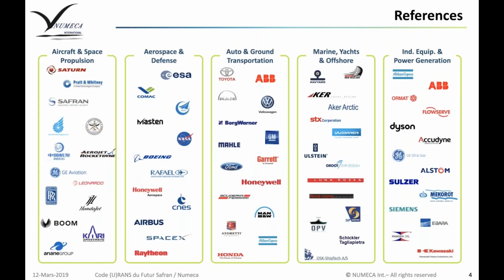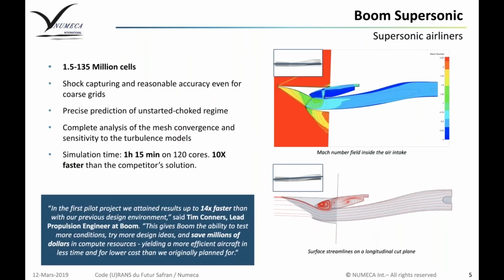So, as I said, we've worked pretty much by market. Turbo machinery is by far the number one market of NUMECA, but we work also a lot on external aerospace, automotive, marine. So instead of showing you all those names, maybe I'll show you just a couple of examples of success stories and people using us.